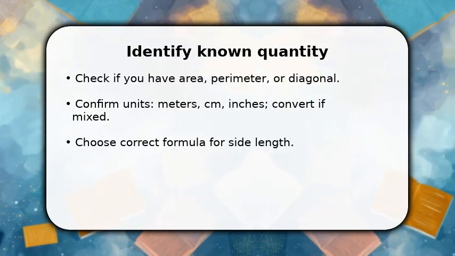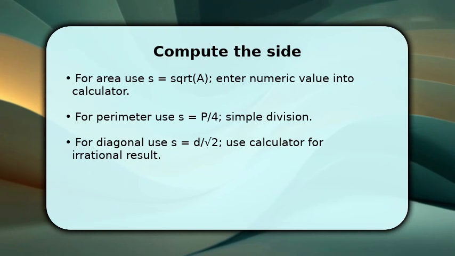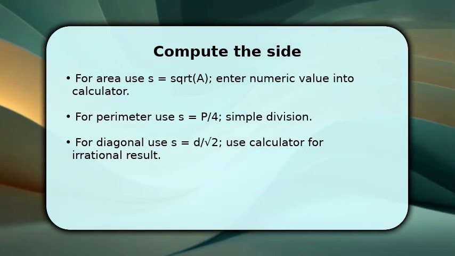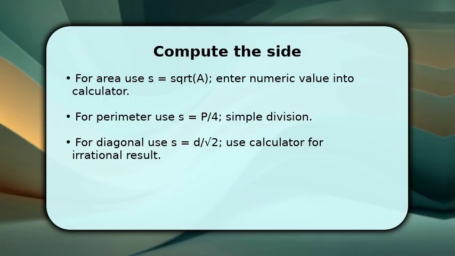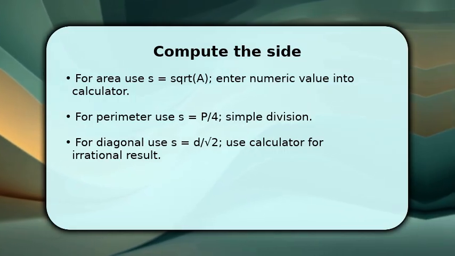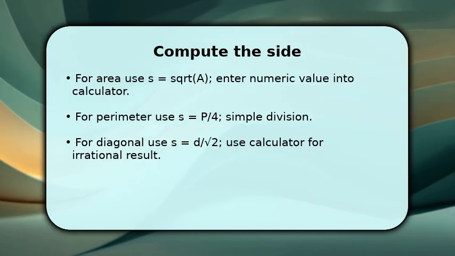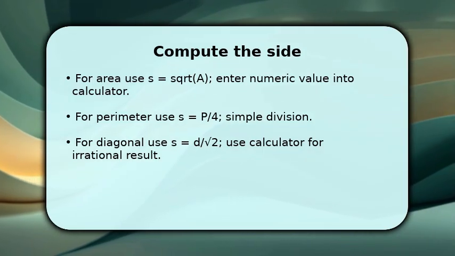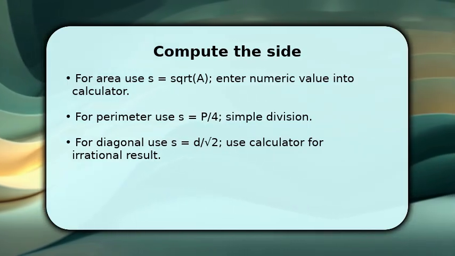Now pick the matching formula and get ready to calculate. Once you have the right formula, perform the arithmetic carefully. For S equals SQRT, A, press the square root key and verify the input value. For S equals P/4, do the division and check decimal places. When using S equals D/square root 2, divide then rationalize mentally if needed, or use a calculator to get a decimal.